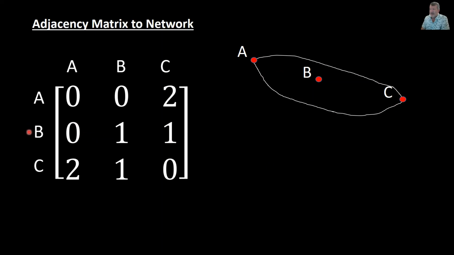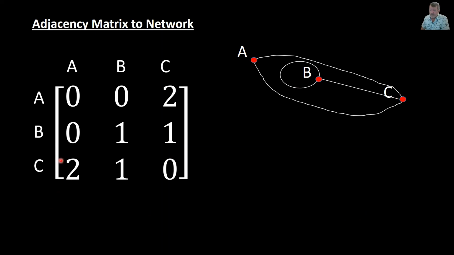Let's have a look at the B now. B to A, there's 0. B to B, I've got a 1 there on the B to B. So yes, that means there is a loop. There's a loop around B. B to C, there's one way I can get from B to C. There we go.